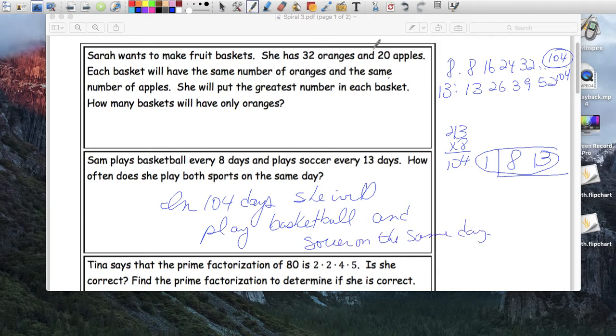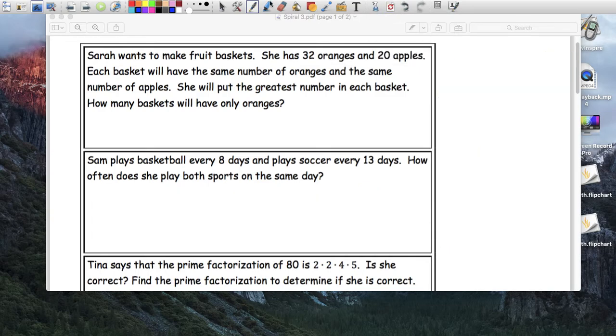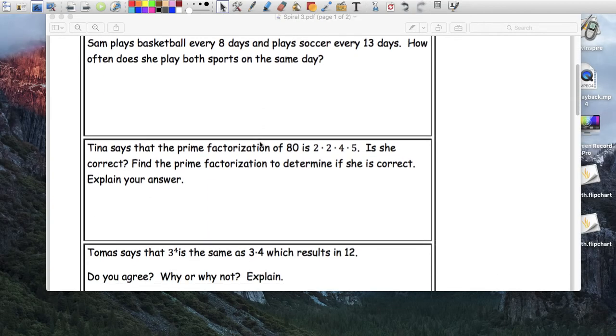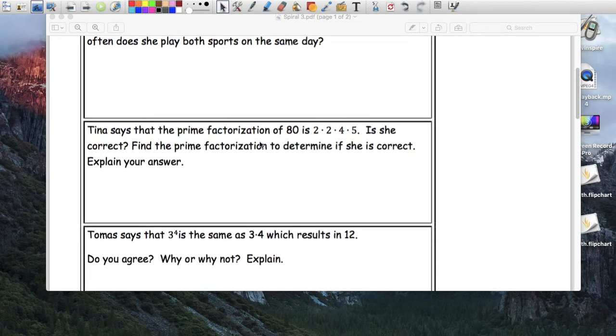Okay, let's move on. Tina says the prime factorization of 80 is 2 times 2 times 4 times 5. Is she correct? Find the prime factorization to determine if she's correct. Explain your answer. Well, I don't know.